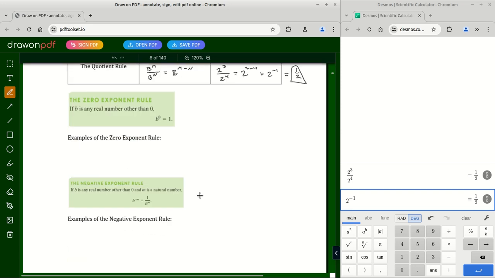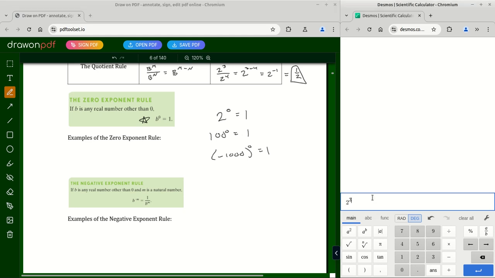Let's just keep rolling. Here's a nice little rule. Anything to the 0 power is always equal to 1. So 2 to the 0 is a 1. 100 to the 0 is equal to 1. Even negative 1,000 to the 0 is still equal to 1. But do note the parentheses around that thing. So notice how I'm getting those all to be a 1.